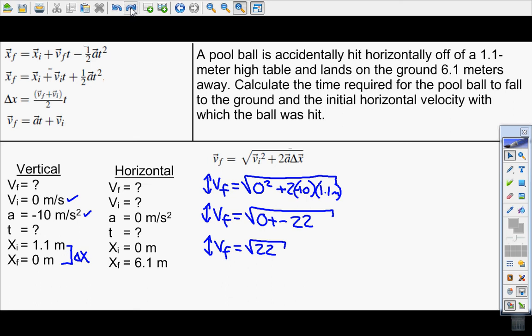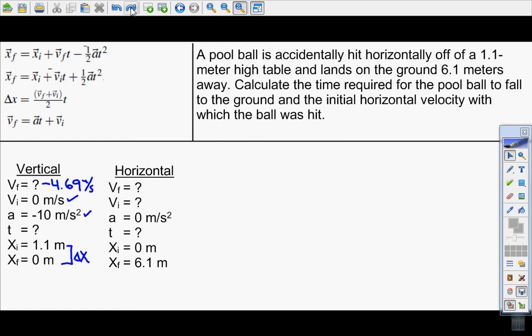I'm going to find what the square root of 22 is, and that equals about 4.69. And I'm going to go ahead and put my units there and add my negative back to this. So that negative means that the vertical velocity is headed downwards. And that makes sense because that's what's going on with the ball. It's going down and away from me. Alright, so there's one piece of information I can add to my data, which is now the vertical final velocity is -4.69 meters per second.